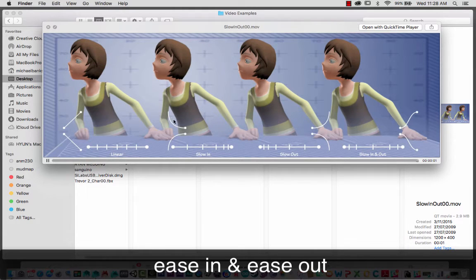Here, you're seeing the slow in. It's coming into it. Okay, coming into the animation. And slow out, whoomp. This is what you'll be doing in your graph editor. And slow in and out. Put an S. Okay, let's play this.